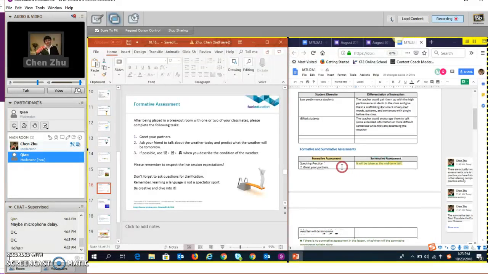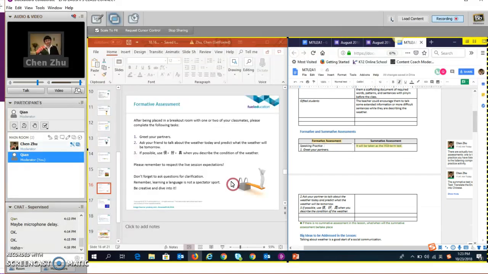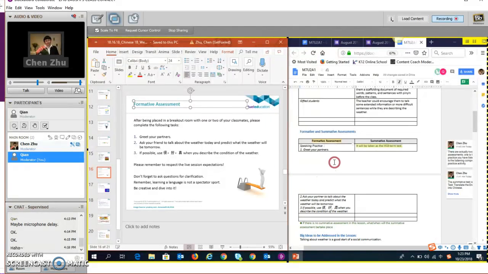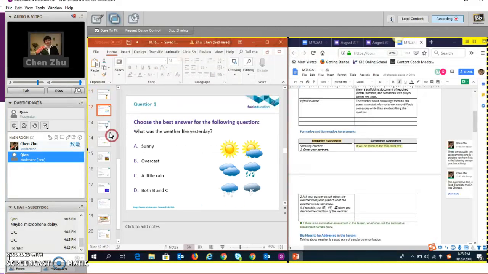And here, the speaking practice. And this is definitely the formative assessment I have talked about here. Yeah, on the PowerPoint here. And there is another practice. This is the practice activity, the listening comprehension. This is also actually a formative assessment in which you can use a clipboard to check off the students' understanding.